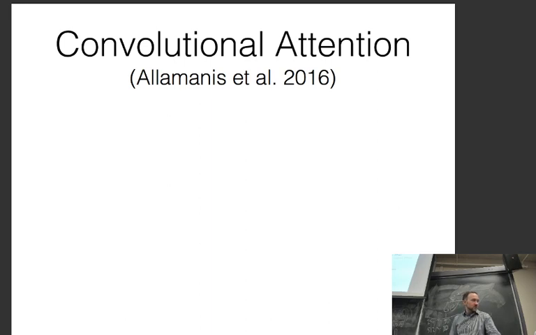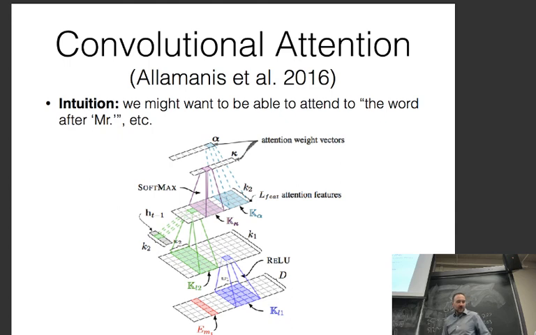So, convolutional attention. The idea behind this is basically you might want to say, I want to attend to the word after Mr. So let's say you want to answer somebody's name. Then having a word be after Mr. is a very indicative feature of whether you should be paying attention to that word or not. You can kind of get this through your bidirectional encoder, you can already kind of get this in your model, but the idea behind convolutional attention is that you might want to express that directly in your attention mechanism, and so you look at the surrounding words by using a convolution and then use that to decide where to attend.